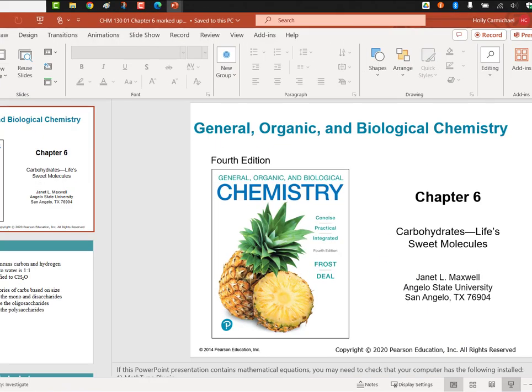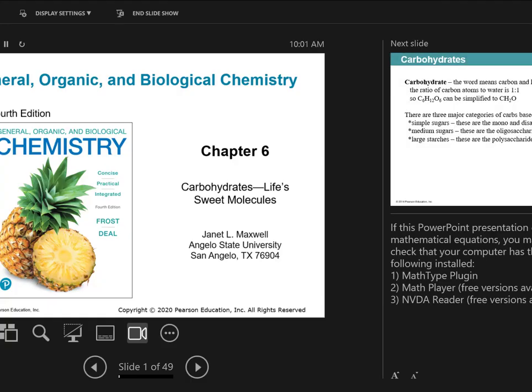So this brings us into the next nutrient. We've covered lipids in chapter 5. Chapter 6, the entire chapter, is all about carbohydrates. So the goal today is to get as far into those monosaccharides as I can.